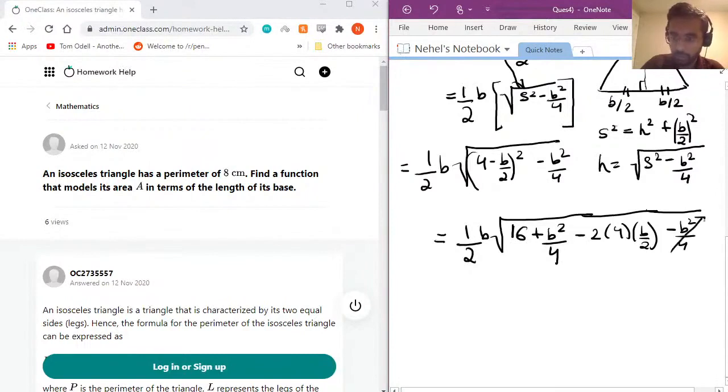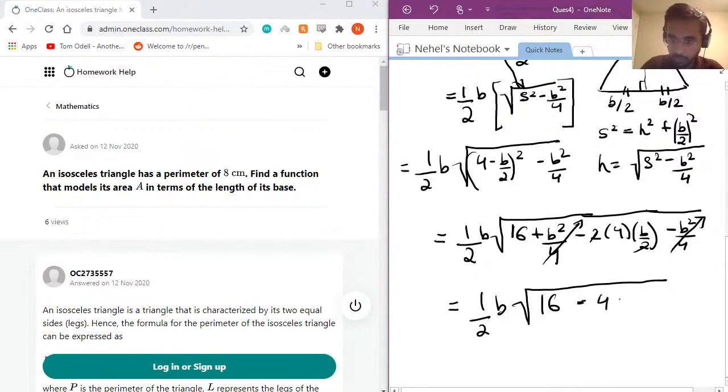So these two terms right away, we know that they cancel out because one is positive, one is negative. So we're getting closer to the final answer. So 16, these two cancel out, minus 4b.